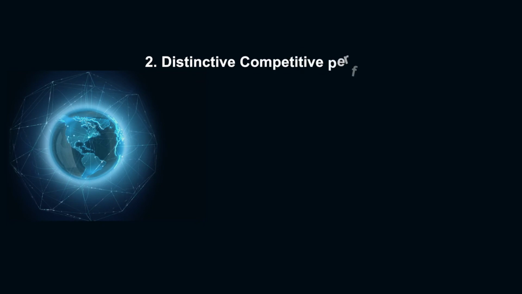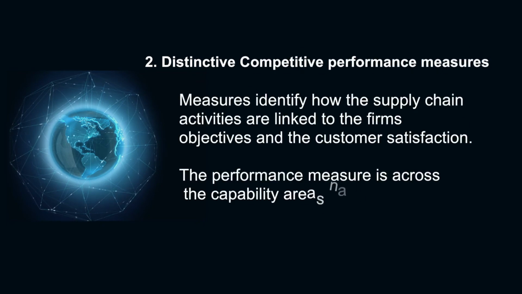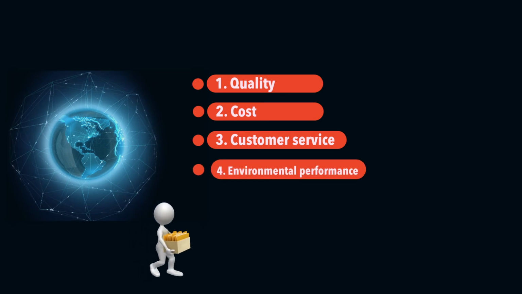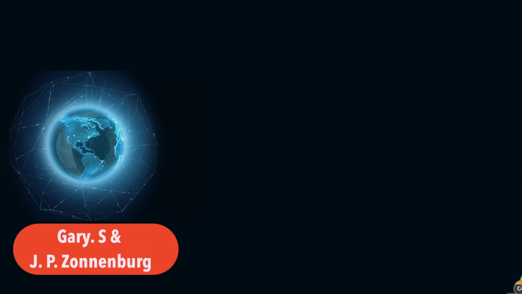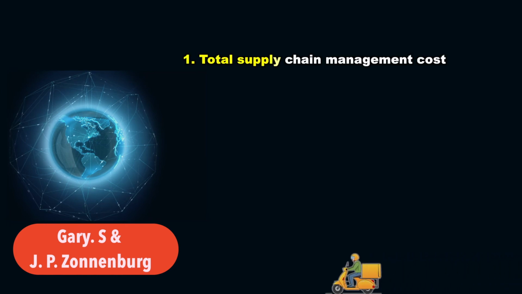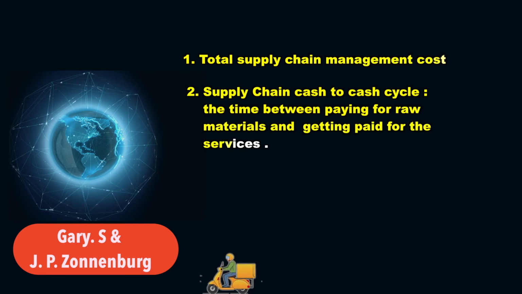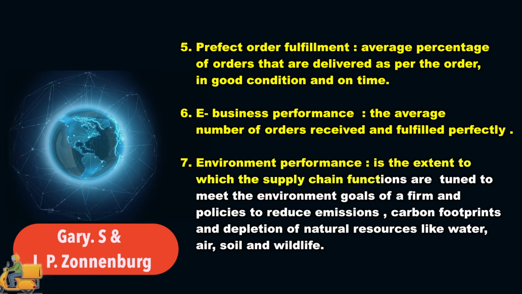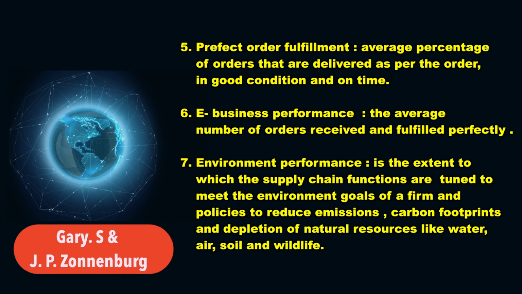Distinctive competitive performance measures identify how the supply chain activities are linked to the firm's objectives and customer satisfaction. The performance measure is across the capability areas, namely quality, cost, customer service, and environmental performance. According to Gary S. and J.B., the specific supply chain performance measures are total supply chain management cost, supply chain cash to cash cycle, production flexibility, delivery, perfect order fulfillment, e-business performance, and environment performance.